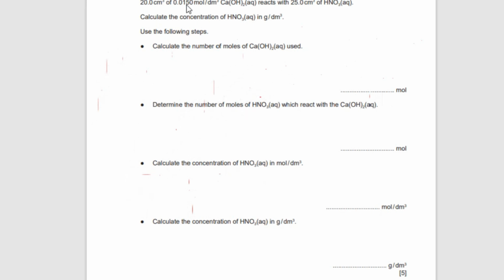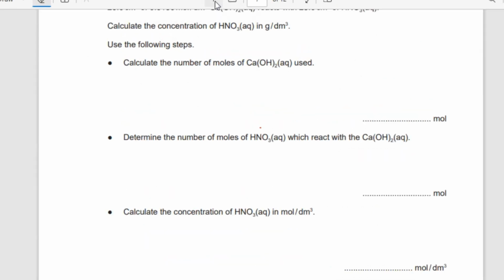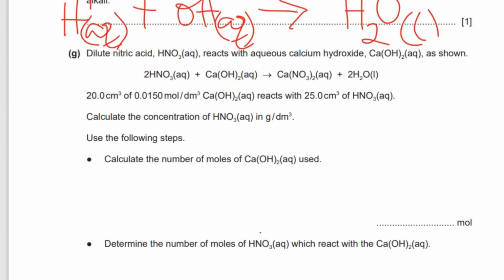Alright, that's done. Alright, so that's where we are. Now we make progress to the next question. The next question, G. Dilute nitric acid, HNO3, reacts with aqueous calcium hydroxide.